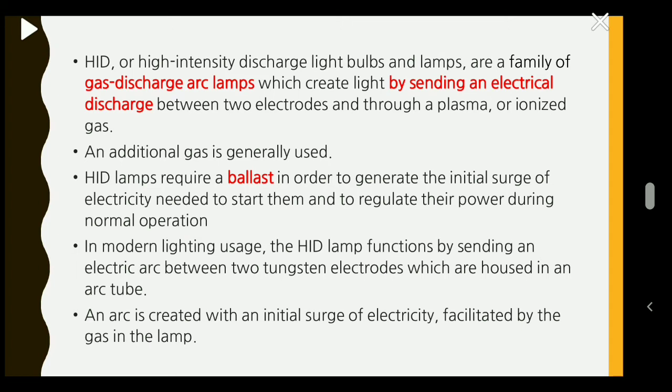The arc then heats the metal salts and a plasma is created. This increases considerably the light produced by the arc, resulting in a source of light which is more efficient at creating visible light instead of heat than many traditional technologies such as incandescent or halogen lamps.